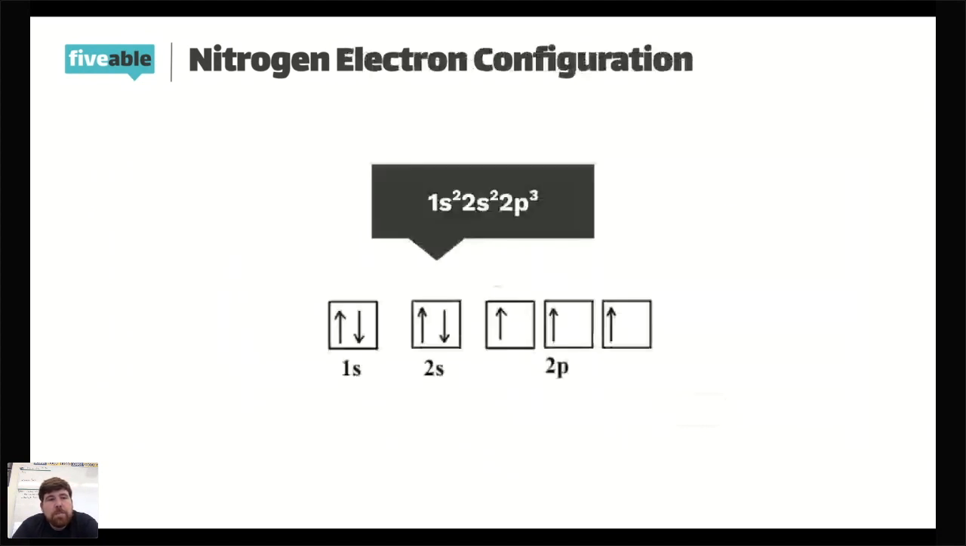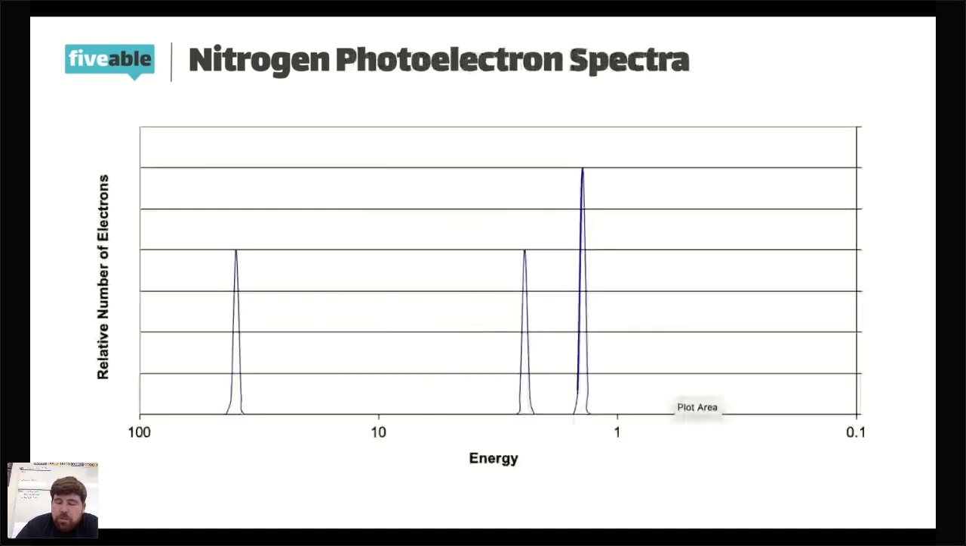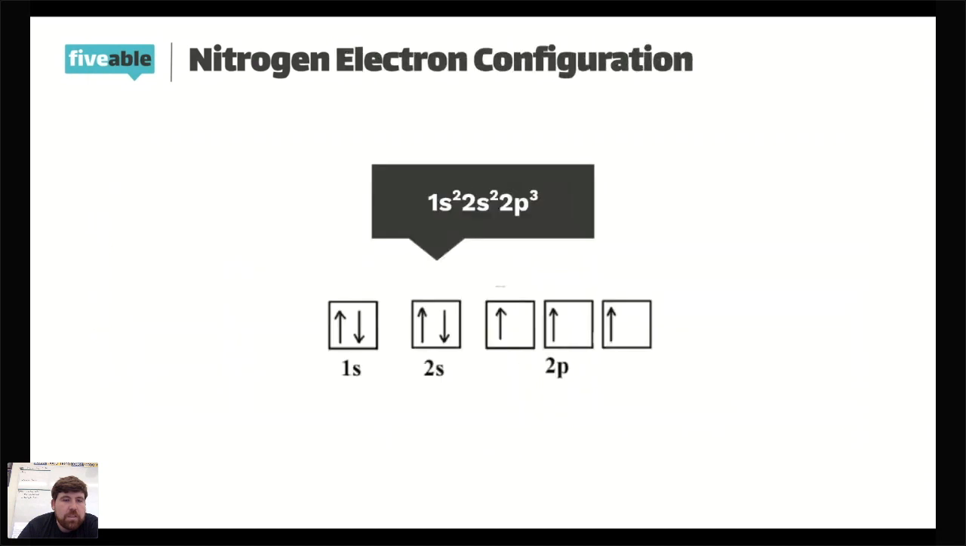So one more time, there is the electron configuration for nitrogen. There's the photoelectron spectra. And what I'm trying to illustrate one last time before we move on from our electron configuration discussion is that the electrons and the electron configuration are visually represented almost equivalently in the spectra.